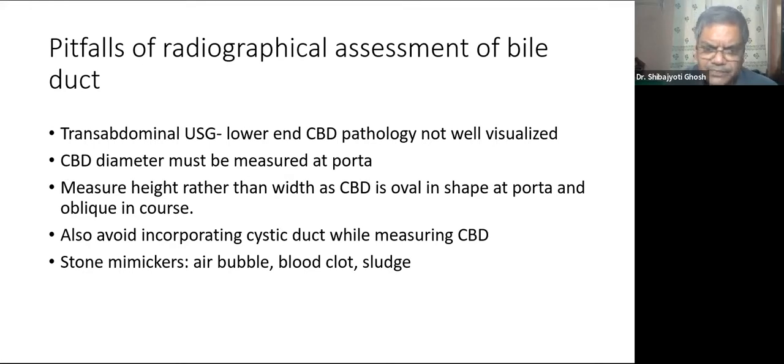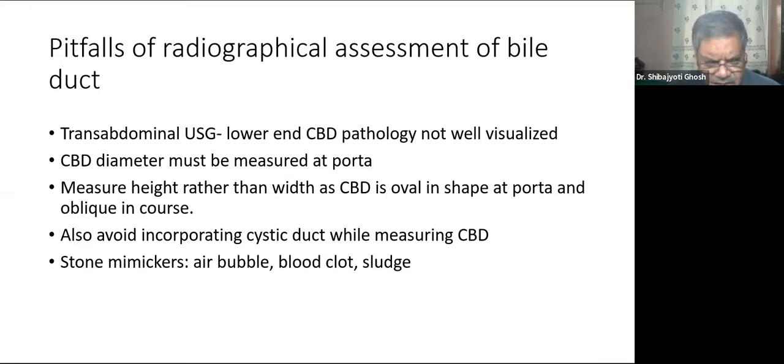at the duodenum. So the gas is highly echo-reflective. So because of that, that cannot be assessed properly if there is any lesion at the lower end of the common bile duct. And this is very important. That is, the CBD diameter must be measured at the porta, because that should be the standardized, because CBD diameter may vary at various levels, and also the height of the common bile duct at the porta should be taken as the standard rather than the transverse diameter. Why? Because at the porta level, the CBD is slightly oblique.